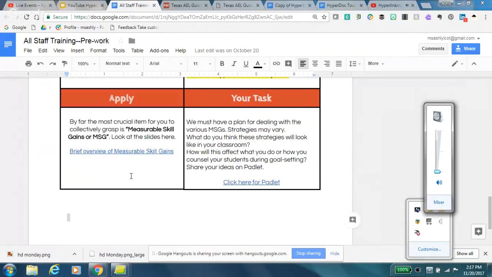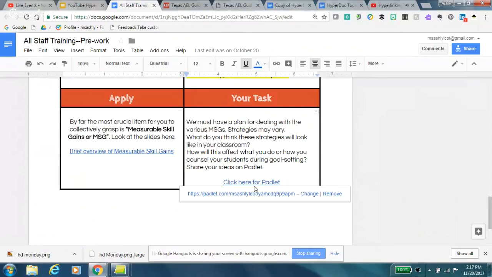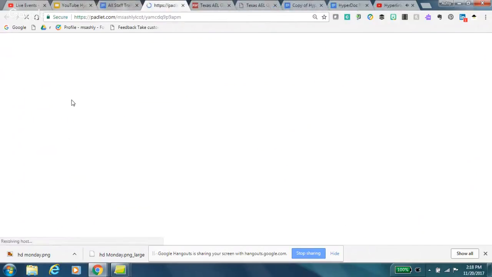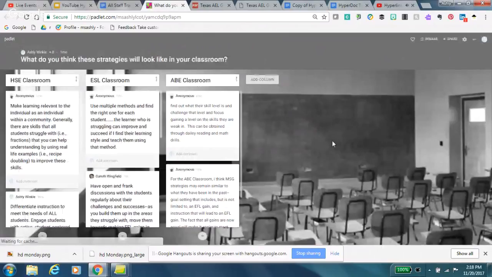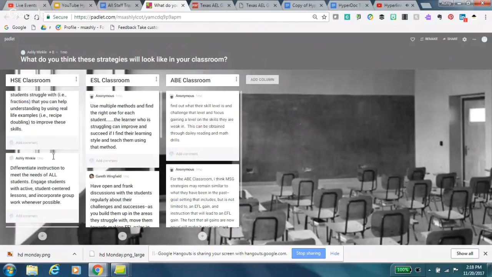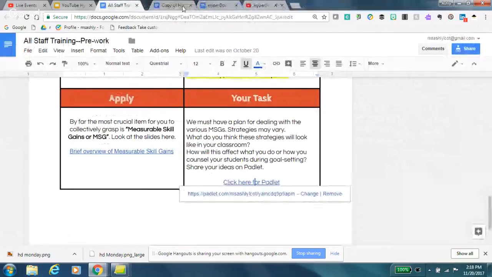Okay, from there she had them go to explore the measurable skills gains, and then they went to a Padlet, which is one of my favorite tools to use with HyperDocs, where everybody could collaborate and share their ideas. In this case, she asked, what do you think these strategies will look like in your classroom? And everybody shared their own thoughts on that. If you haven't used Padlet, I highly recommend it. It is one of my favorite tools to use. It's very simple and easy to use as well.